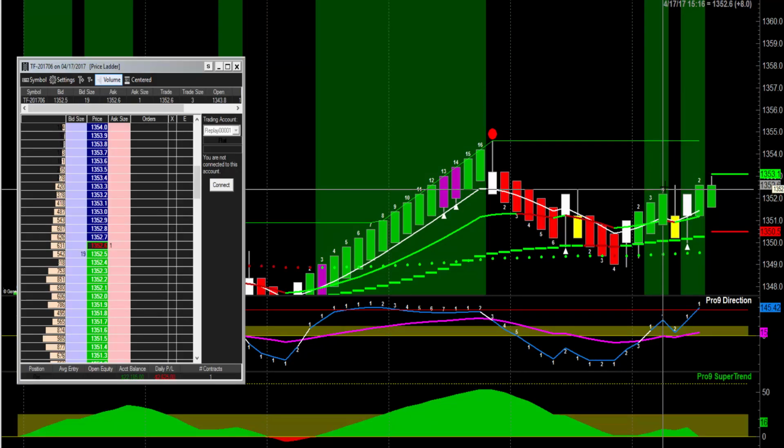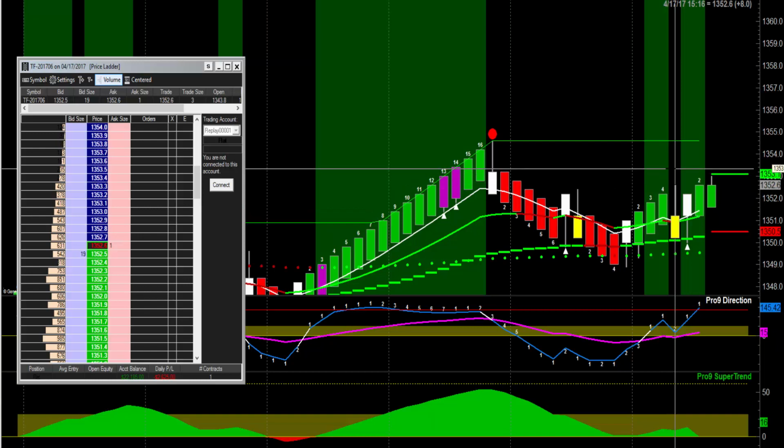In this lesson, we're going to show you how to identify and enter a breakout trade. First, we'll take a look at a breakout long. Now, the breakout is a great trade that occurs whenever the price is heading into the high of the day or the low of the day for a short.